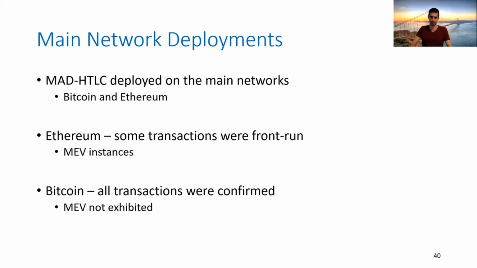We deployed MAD-HTLC on Bitcoin and Ethereum main networks. On Ethereum, some of our transactions were front-run, showcasing MEV in action. This is expected as MEV on Ethereum is widespread. On Bitcoin, however, all our transactions were confirmed. We didn't observe any related MEV optimizations.